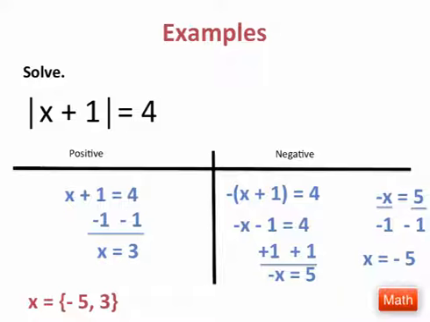Be sure to go back and take a second and plug 3 and -5 back into your absolute value. 3 plus 1 is 4. -5 plus 1 is -4. You take the absolute value of that, that's 4. So both of these make this a true statement, which is what we talked about with solutions at the very beginning of this video.